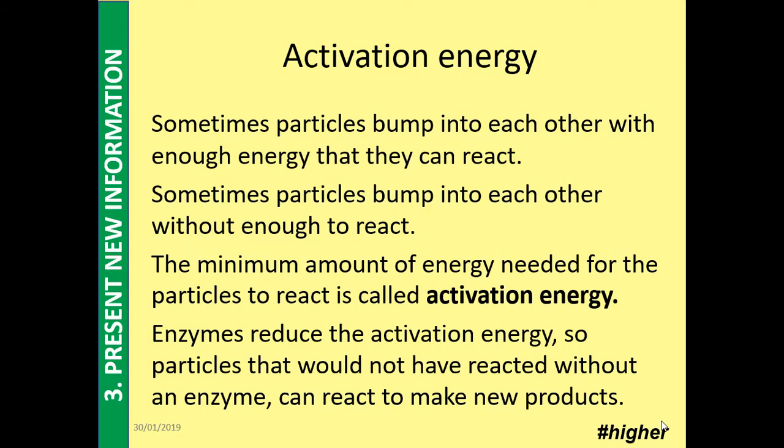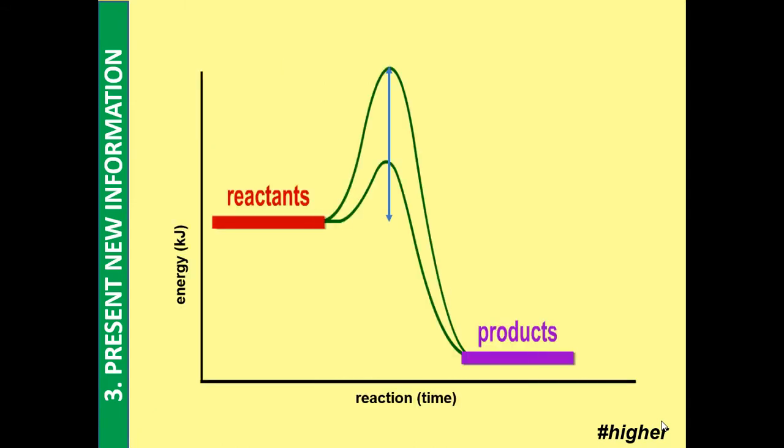So that means that particles that would have bounced off each other now have a suitable activation energy, enough energy in order to react. So it means that some of those reactions that wouldn't have happened, some of those collisions that wouldn't have resulted in a reaction, actually now do result in a reaction, speeding up the whole process. So let's have a look at that as a graph.